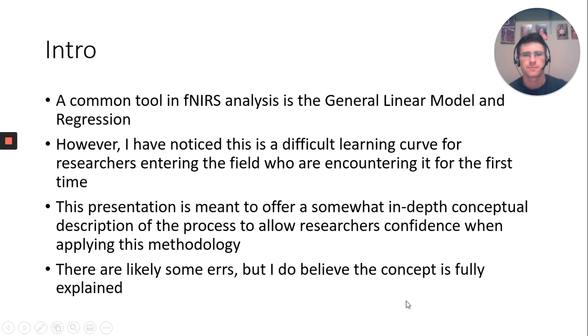All right, there we go. So a common tool in fNIRS is a general linear model, and it in combination with regression. What I've noticed is anybody entering the field, especially if you've never done much quantitative stuff, this is typically a very large learning curve, and there's not much entry-level information about it, or the entry-level stuff is either too entry-level and then the next step up is far too advanced. So this presentation is really meant to provide a fairly in-depth conceptual description and actually show how it's implemented, to allow anybody who's using it some confidence as to what's actually going on.